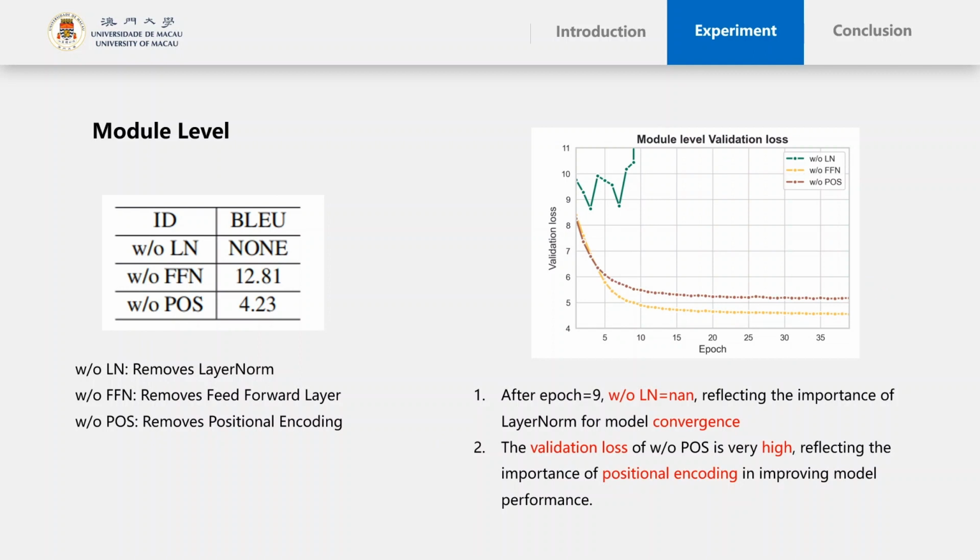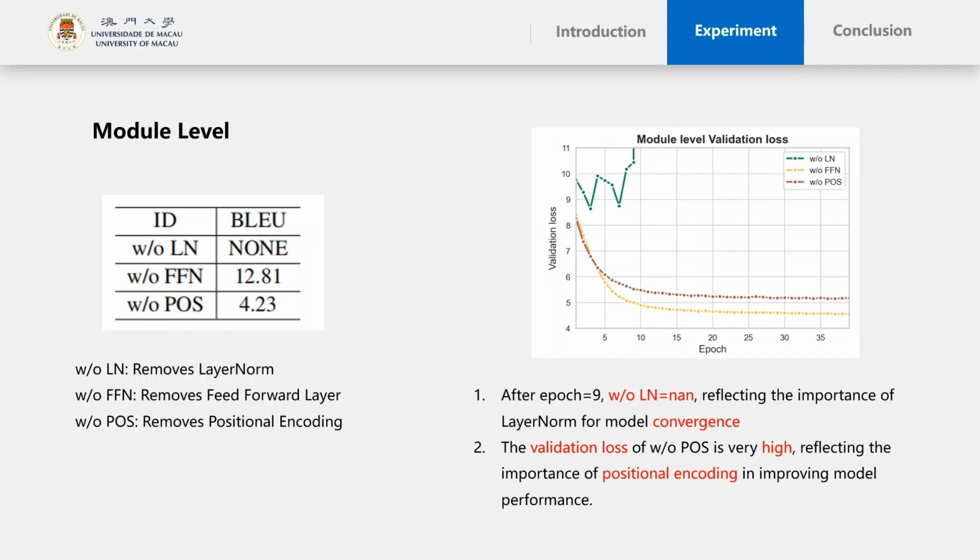And now I will introduce the different performance on different modules. We compare three different parts of the transformer, which are layer norm, feed-forward layer, and positional encoding. Firstly, we remove layer norm of the attention layer and feed-forward layer of the encoder and decoder. We can find that the blue is none, which may be due to the gradient exploding during the training process.